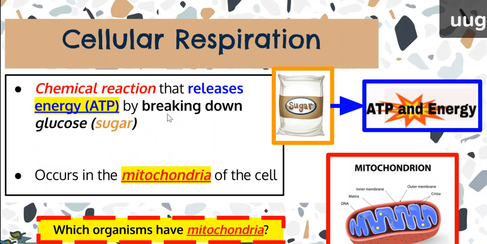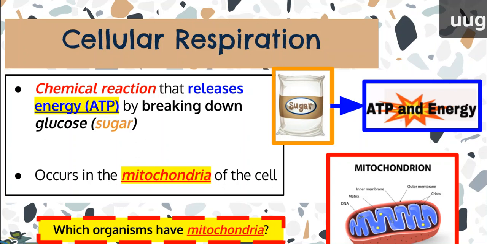So, cellular respiration is a chemical reaction that turns sugar, or chemical energy, into ATP, which is energy. This happens in the mitochondria. Think back to our Unit 2 about cells and to our last note video about ATP. What type of organisms have a mitochondria? If you answered animals, that's correct.